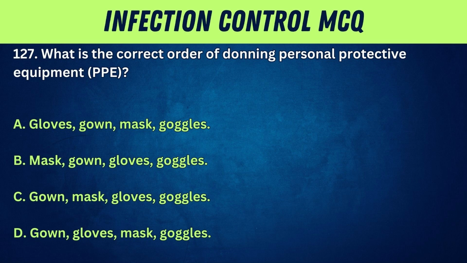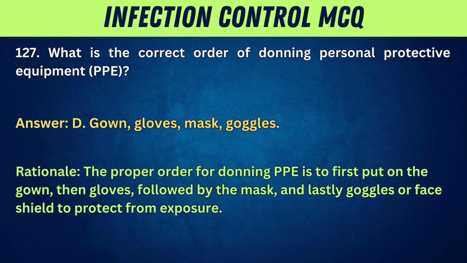127. What is the correct order of donning personal protective equipment, PPE? A. Gloves, gown, mask, goggles. B. Mask, gown, gloves, goggles. C. Gown, mask, gloves, goggles. D. Gown, gloves, mask, goggles. Answer: D. Gown, gloves, mask, goggles. Rationale: the proper order for donning PPE is to first put on the gown, then gloves, followed by the mask, and lastly goggles or face shield to protect from exposure.